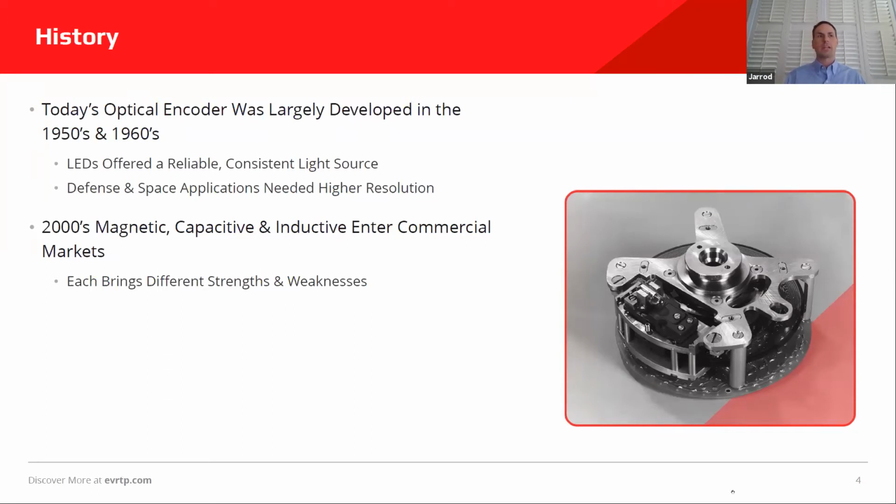With time and the decades that follow the development of the optical encoder, we added a gear train so you could have multi-turn counting. And then the real next big development was in the 2000s when magnetic, capacitive, and inductive encoders really began to become commonplace on the commercial market. And with each, it brings its own strengths and weaknesses.